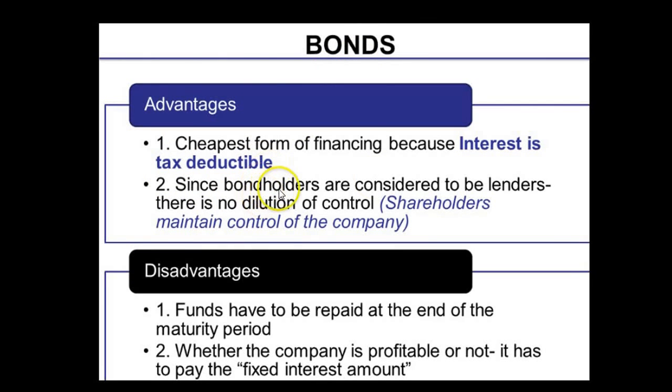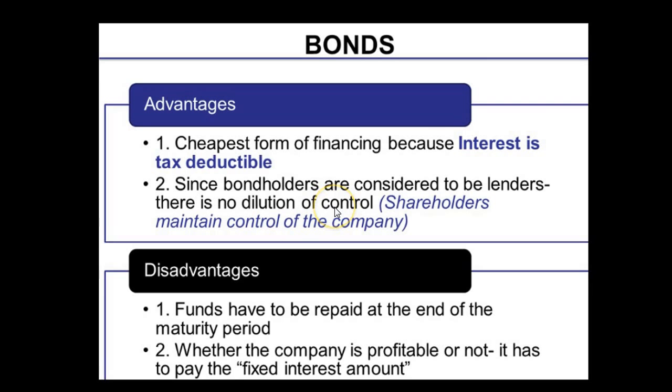Further, since bondholders are considered to be only lenders of the company, selling of bonds does not result in any dilution of control of the existing shareholders of the company. But the bonds are not free from disadvantages.